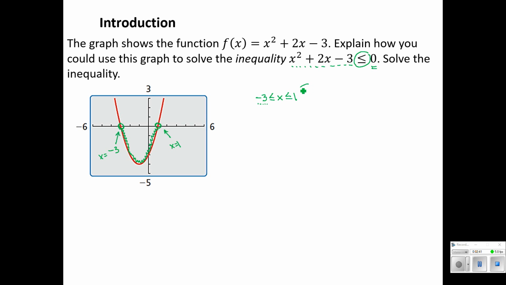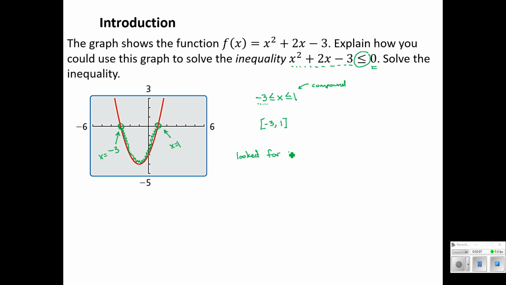So this is called a compound inequality. It's a way of expressing a range of numbers, pretty much. We could use interval notation from -3 to 1, and we use square brackets to include. But explain how we could use this graph. So we solved it, but how do we use the graph?